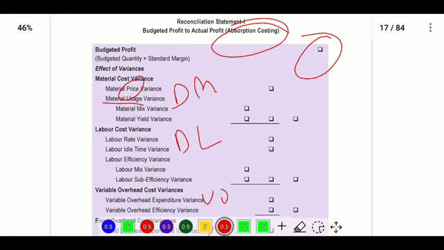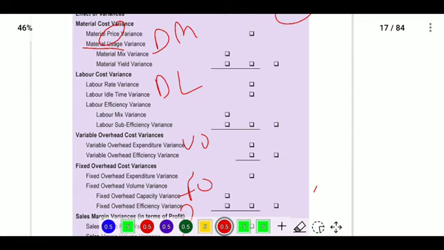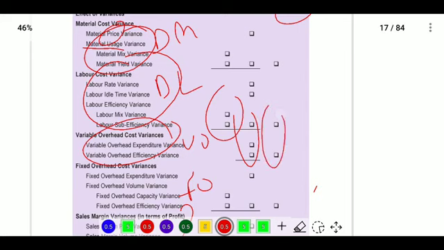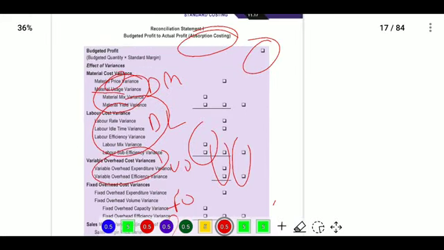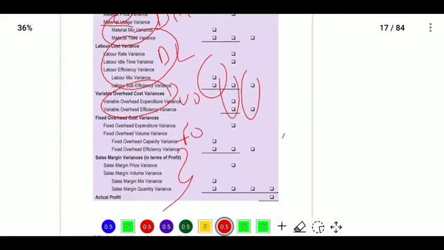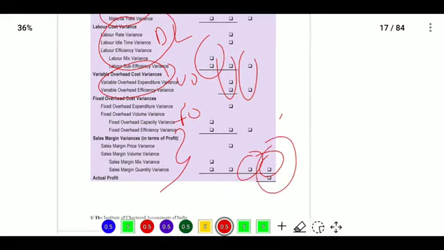Next, labor rate variance, labor idle time variance, labor efficiency variance. For all these we have some formulas, and we will get these values. We will calculate here, and we will see the budgeted profit and the calculated profit, and we will get the profit. Then from this we will see from above to above. Now we will get the actual profit. From this we will get the actual profit.